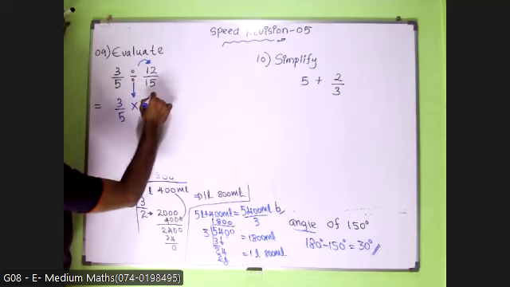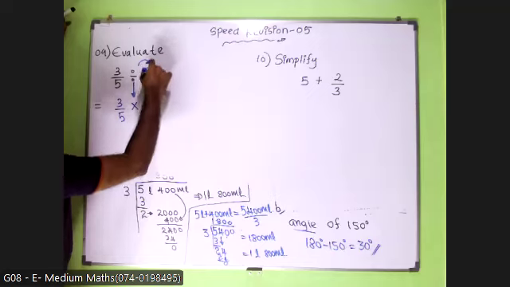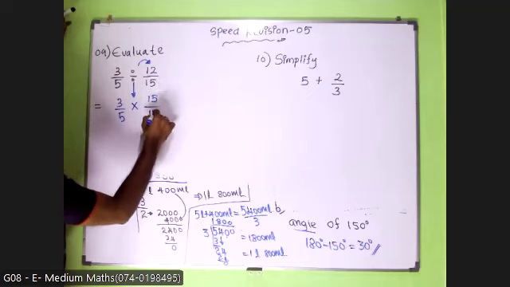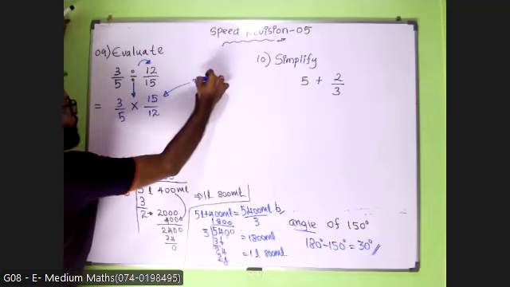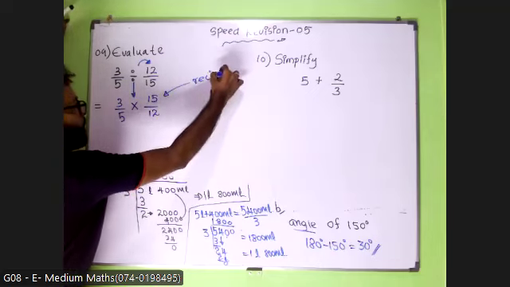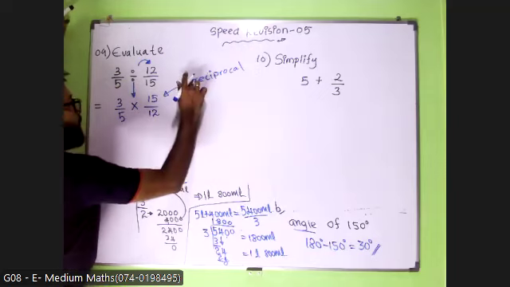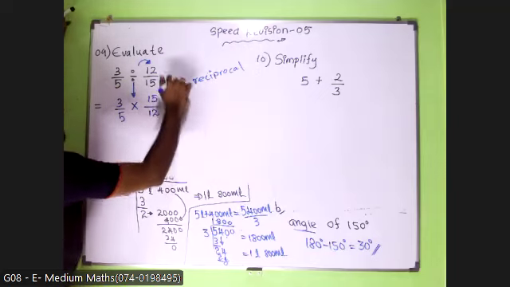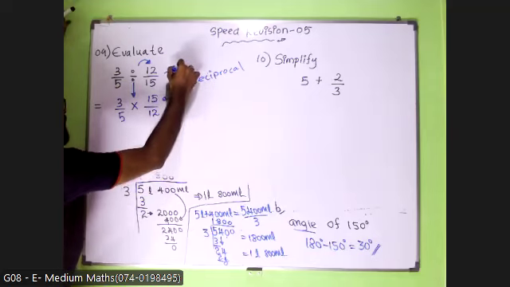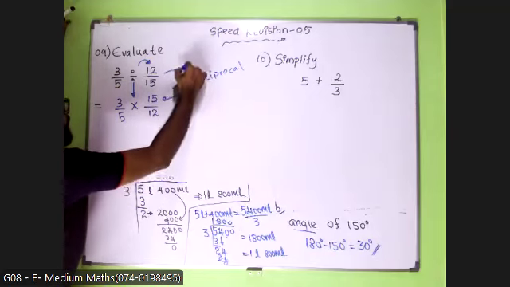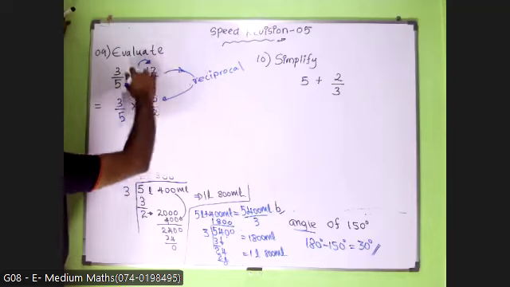15 comes to the numerator, and the numerator goes to the denominator. This is called the reciprocal. Reciprocal of the above fraction.